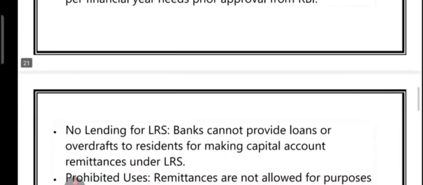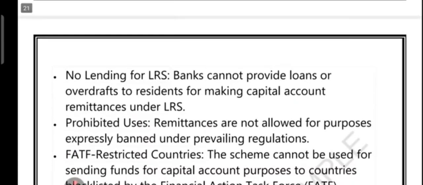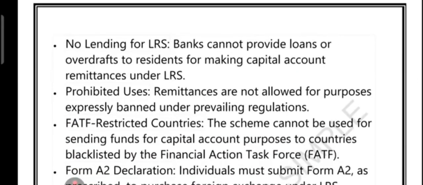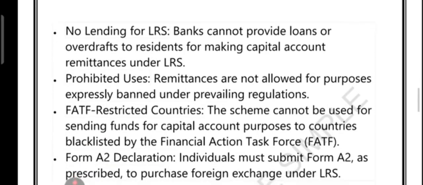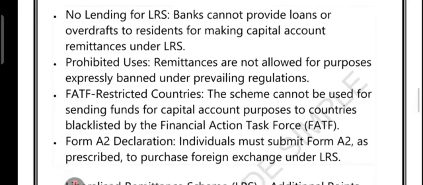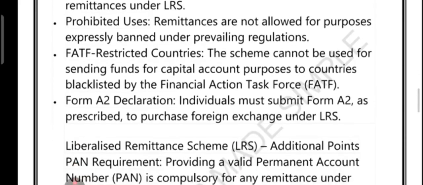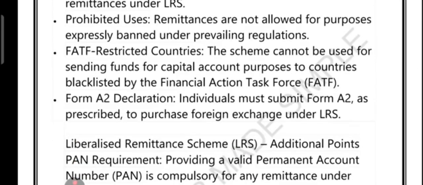A bank can't give a loan to help you send a capital account remittance under LRS. Very, very important, right? So a bank cannot give you a loan so that you can send a capital account remittance under LRS. Certain purposes are totally banned. And you cannot send capital account funds to a country on the FATF blacklist. You know, some countries are registered on the FATF, the Financial Action Task Force, blacklist, right? They are blacklisted, so you cannot send capital account funds to those countries. And before sending, you must fill form A2. This is the official declaration to buy foreign currency.